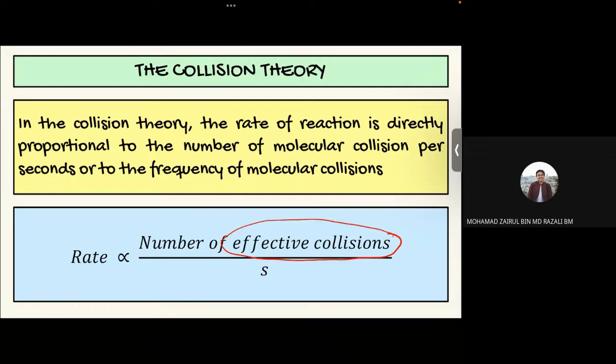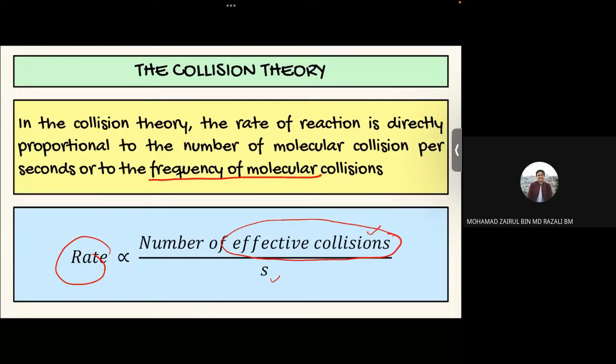Dia bukan sekadar berlanggar je produk tu akan terhasil. Tak ada macam tu. Sebab macam saya kata tadi, tak semua collision akan menghasilkan produk. So hanya effective collision saja, ataupun panggil dia sebagai frequency of molecular collision, saja yang akan menghasilkan produk. So normally the rate of reaction tu dia juga measure the number of effective collisions per time. Maksudnya for every second berapa banyak je effective collision yang boleh berlaku. So the higher the amount of effective collisions per second, the higher the rate of the reaction.